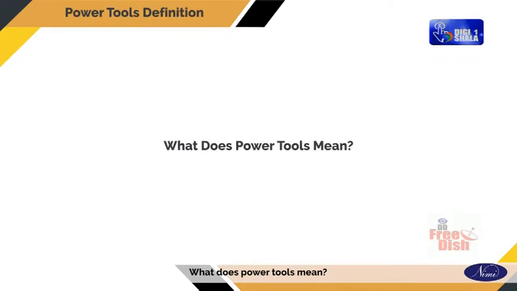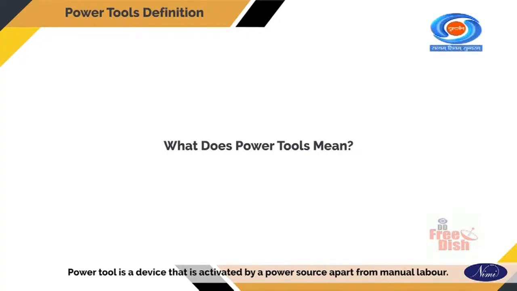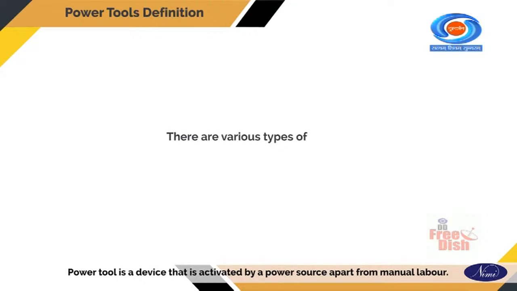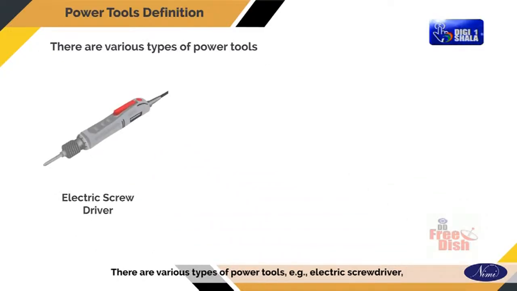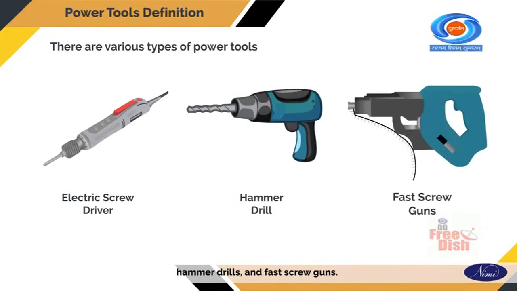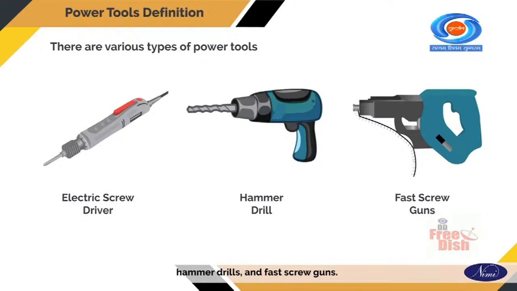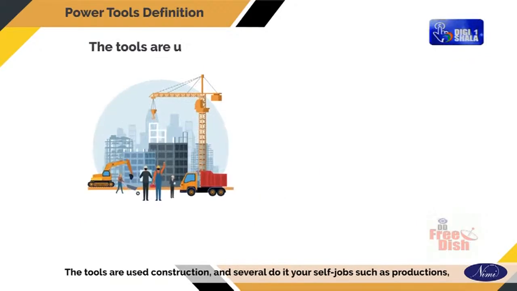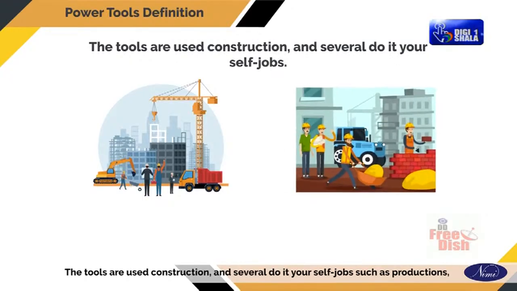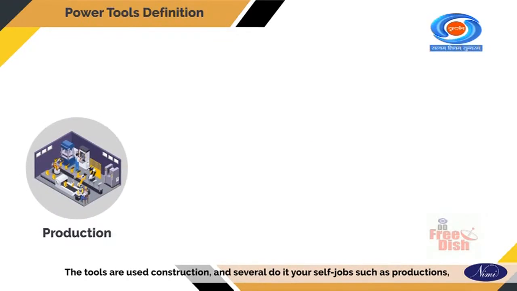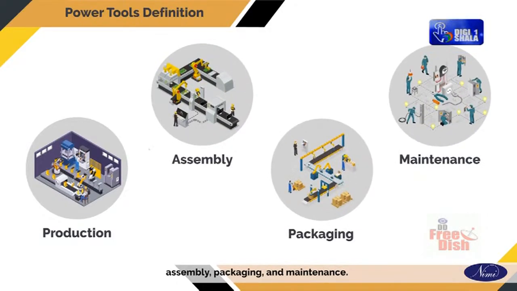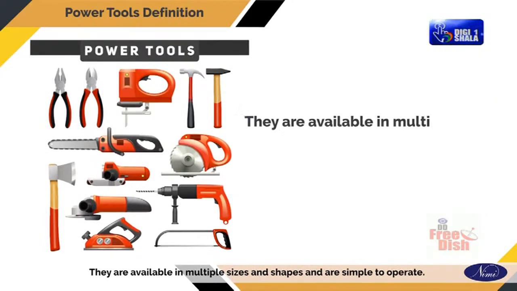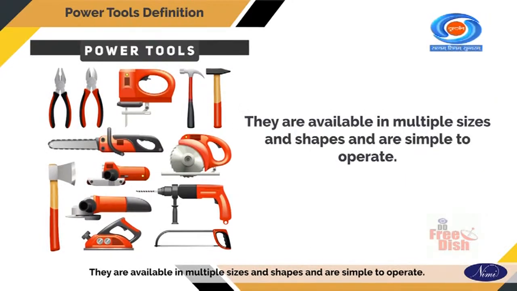What does power tools mean? Power tool is a device that is activated by a power source apart from manual labor. There are various types of power tools, for example, electric screwdriver, hammer drills, and fast screw guns. The tools are used in construction and several do-it-yourself jobs such as productions, assembly, packaging, and maintenance. They are available in multiple sizes and shapes and are simple to operate.